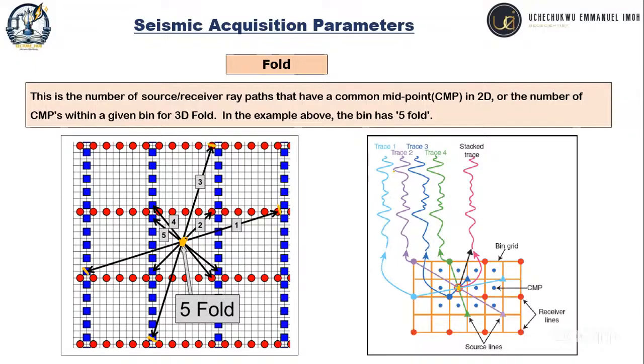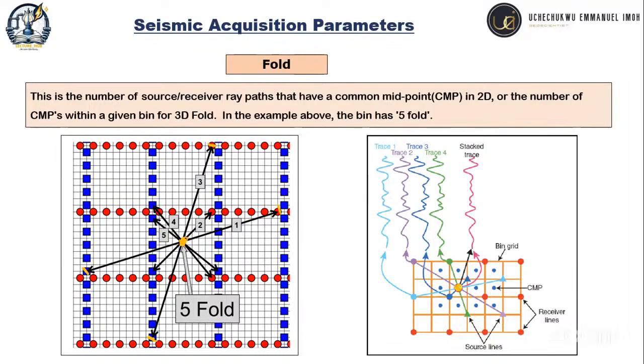And each of the different receivers will generate a trace. And these traces will definitely give information about the subsurface where these midpoints or common depth points are occurring. So that is what fold is all about. So the number of receivers that image a particular spot or a particular CMP, or in the subsurface, CDP rather, is the fold of that data.